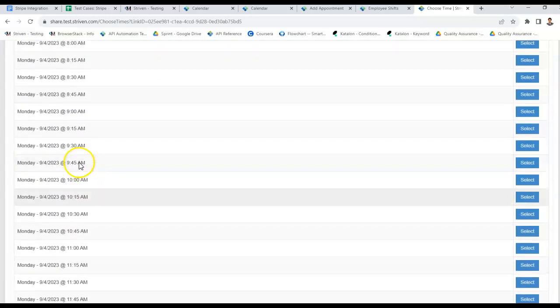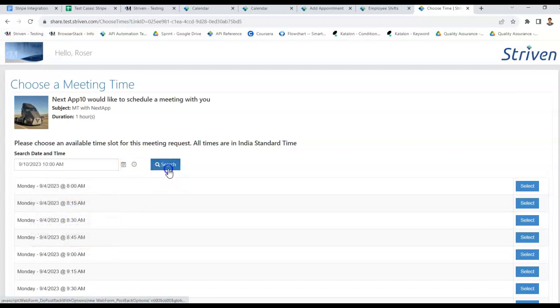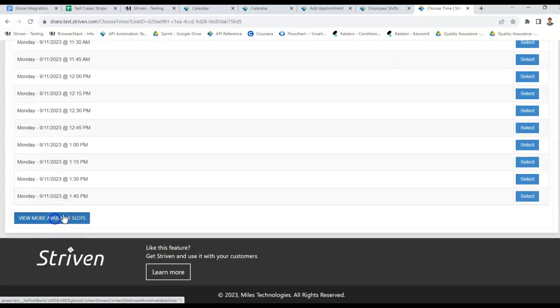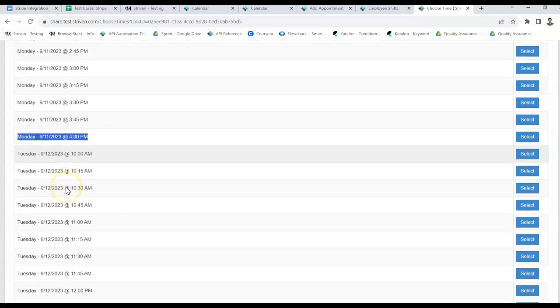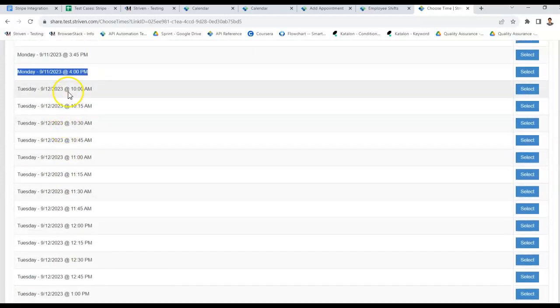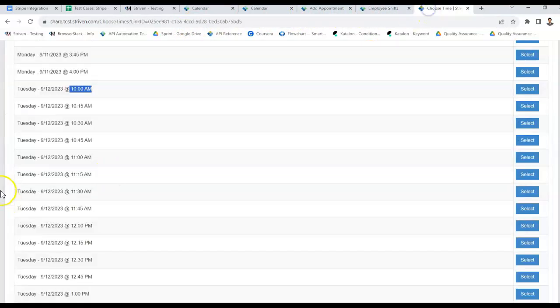But if I go to the next Tuesday, so I'm selecting Monday 10 am. Okay, so for Monday it is showing correct till 4 p.m. because the shift is till 5. And on Tuesday the start time is also not correct. It is starting from 10, so it is considering the shift exception for the next Tuesday also. The start time is 10 a.m.